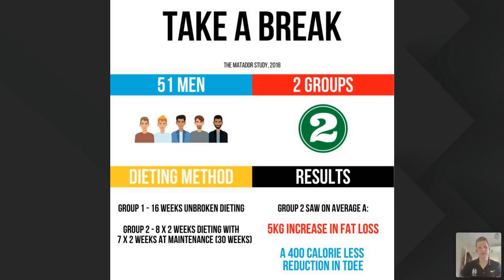Well, at the end of the study, group 2 saw on average a 5-kilo increase in fat loss. So on average, the individuals in group 2 lost 5 kilos more body fat. That's, what's that, 11 pounds more body fat. It's a pretty huge number. They also saw 400 calories less reduction in the total amount of calories they burnt over the course of the day.